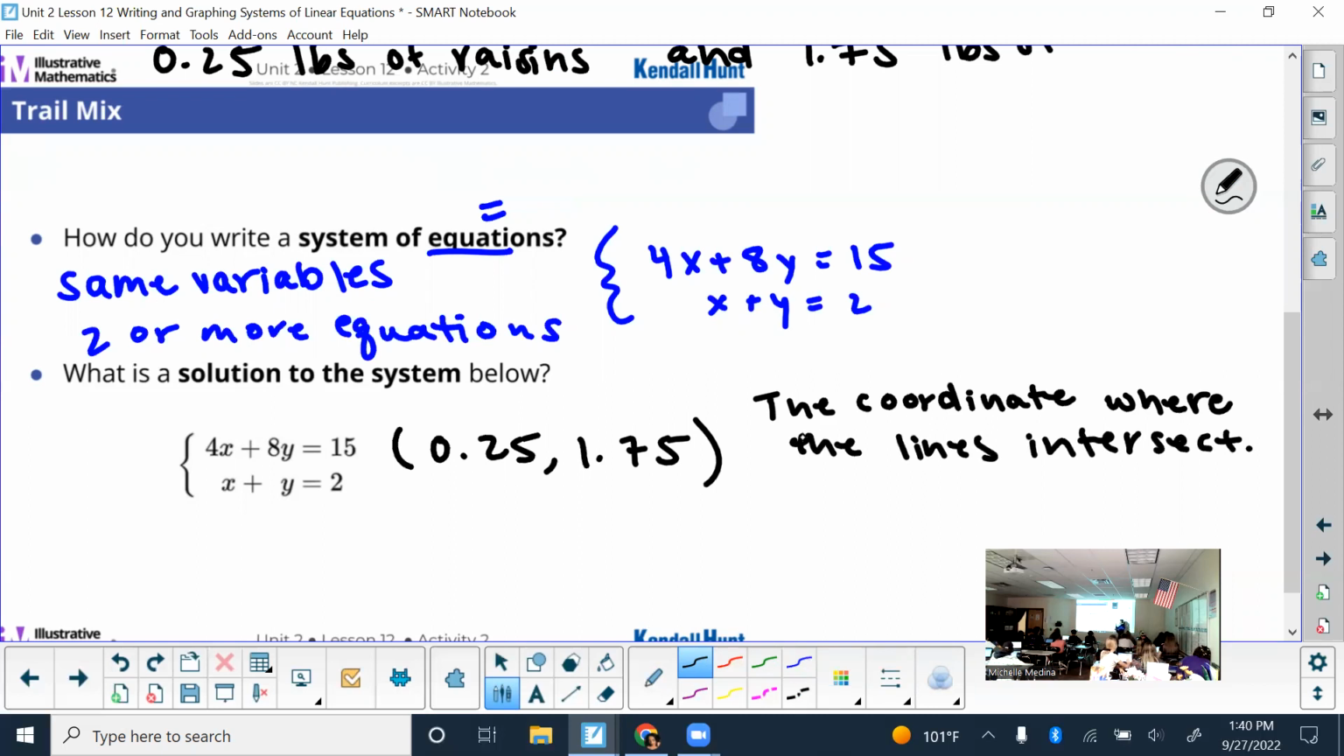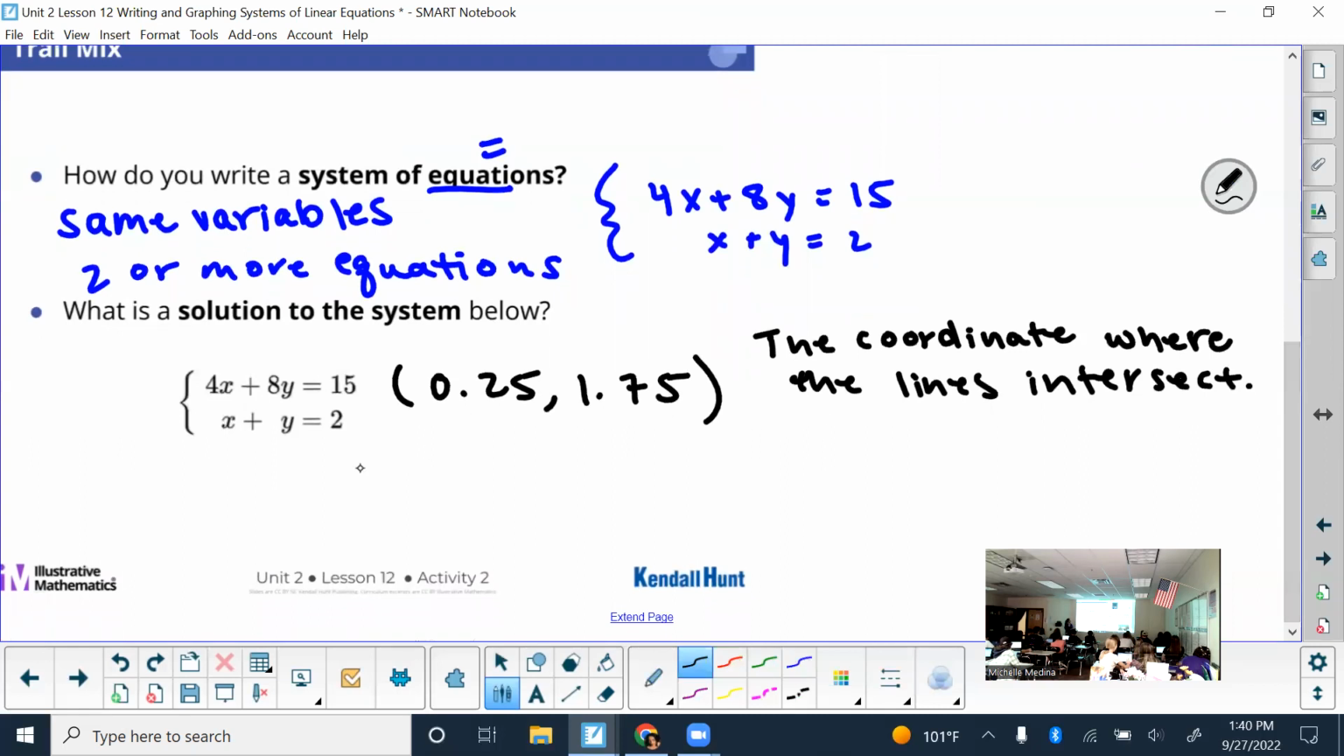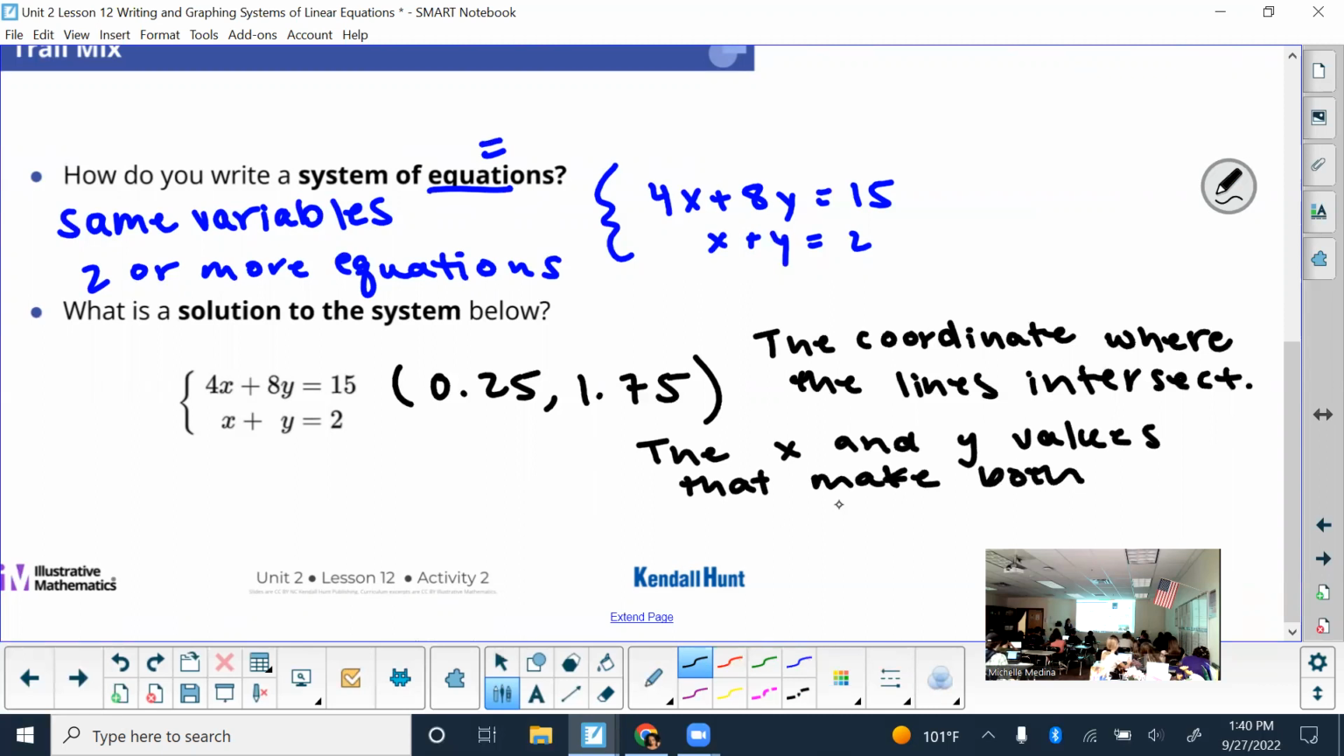What about not on a graph? Is the coordinate that, not necessarily? It is the X and Y values that make both equations true. So this I would write down on the free space, maybe on the back. We're not actually going to do the activity that's on the back, as you know. So you can write this down.